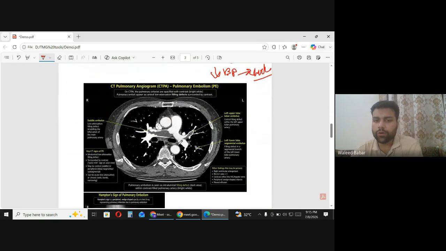So now on CT pulmonary angiography, the clot will look dark. This whitish area is the contrast, and where there is blockage, there would be absence of contrast, and this will show that this area is having a clot.